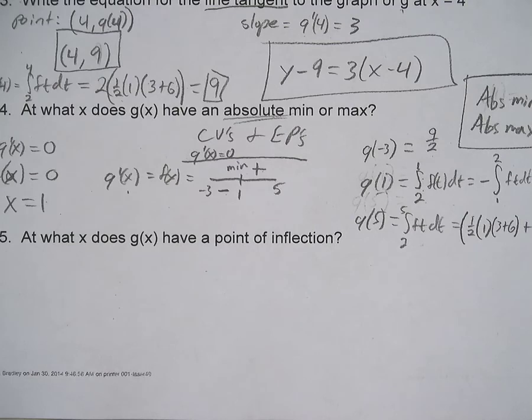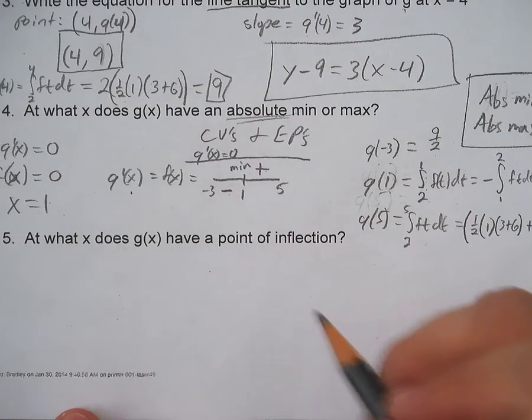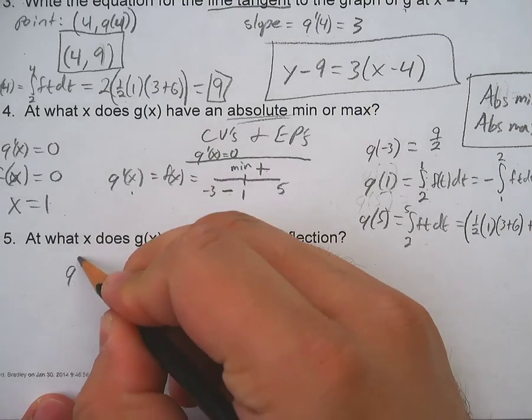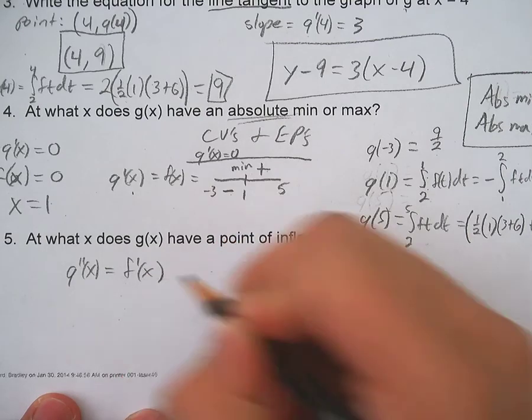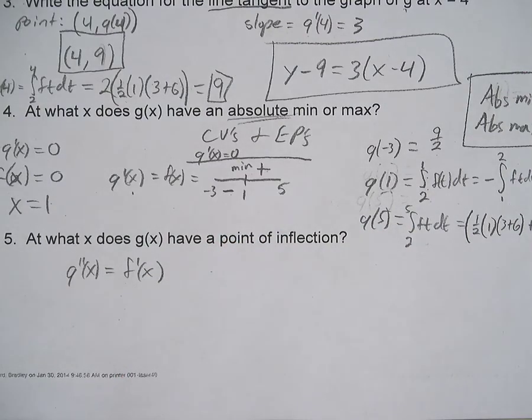At what x does g of x have a point of inflection? Okay, so point of inflection, I'm looking where g double prime of x, which is f prime of x, and I'm looking for a place where f prime of x is changing from increasing to decreasing, right? I'm looking where f prime has a sign change. That's where f prime, the slope of f, is changing from a positive value to a negative value.